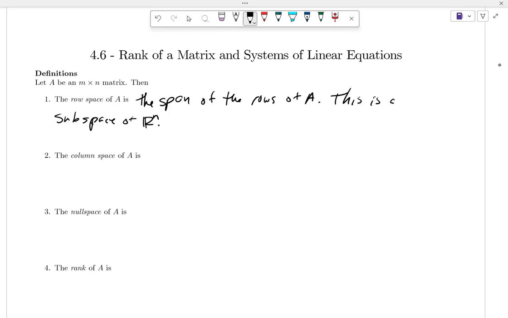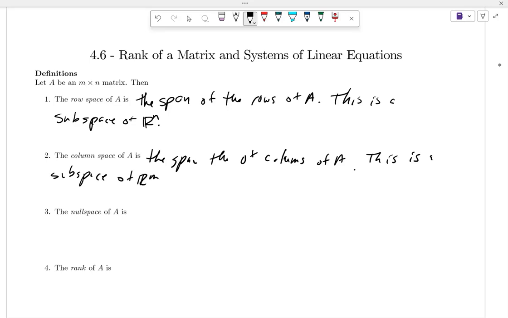That'll be a subspace of Rn, because as you go across the rows, you're going across the columns, there'll be N components there, right? So when you do the row space of A, it'll be a subspace of Rn. The column space is defined similarly. This is the span of the columns of A. This will be a subspace of Rm.